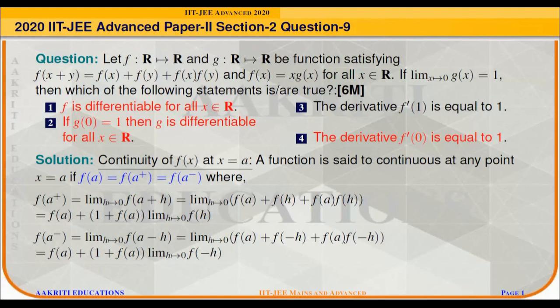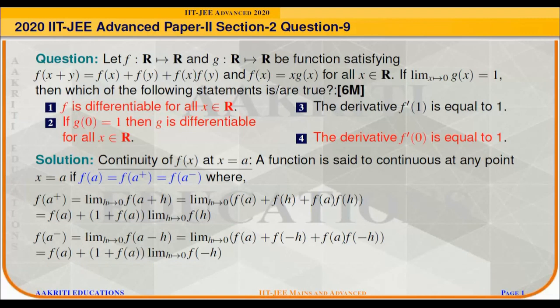By using the given functional equation, we will write f(a+h) as f(a) + f(h) + f(a)f(h). On further simplifying, we will get f(a+) is equal to f(a) + 1 + f(a) times limit h goes to 0 of f(h). In similar fashion, we will get f(a−) as f(a) + 1 + f(a) times limit h goes to 0 of f(−h).